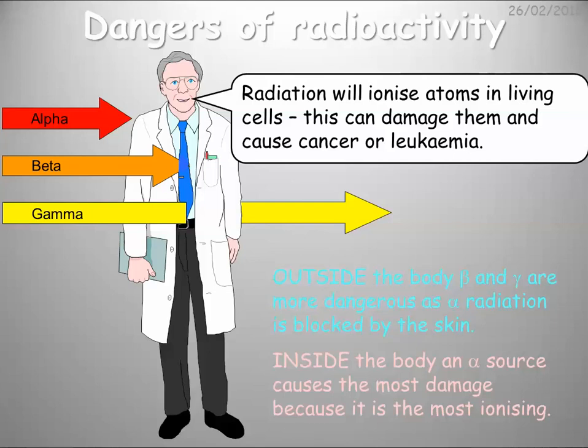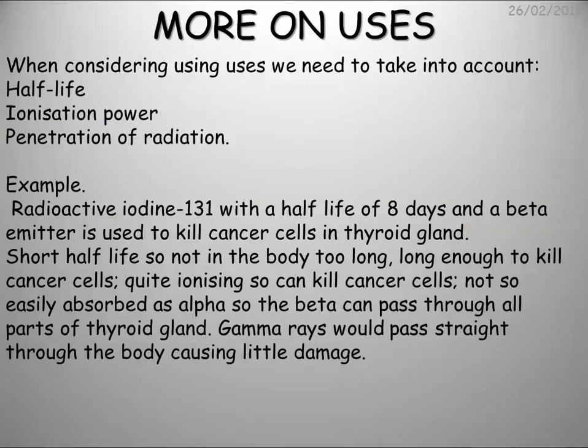So outside the body, beta and gamma are more damaging, and inside the body, alphas would be the most damaging. As I've said before, if you control how they're used, they can also be used to help us cure cancer, and are used as tracers to help see if there are any parts of the body which aren't working well. So when we're deciding on uses of radiation, we need to take into account half-life, ionization power and penetration power of the radiation.